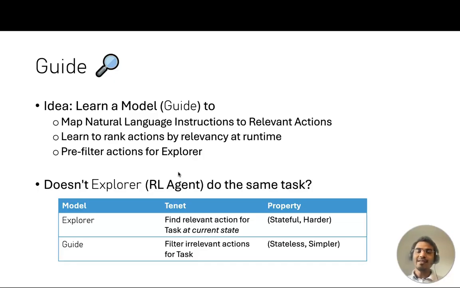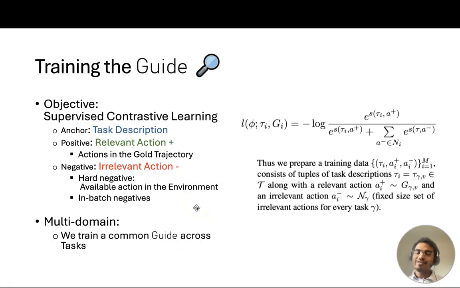Well, the Explorer tries to predict the best possible action at a given state of the agent. However, the guide is stateless. It tries to just eradicate the irrelevant actions for a given task description and doesn't depend on the state of the agent. This task is much simpler, and hence we show how well we are able to learn a guide to help our explorer. How do we train the guide?